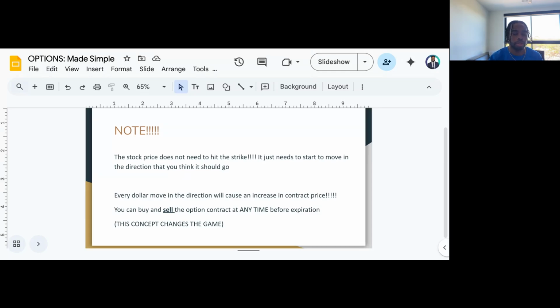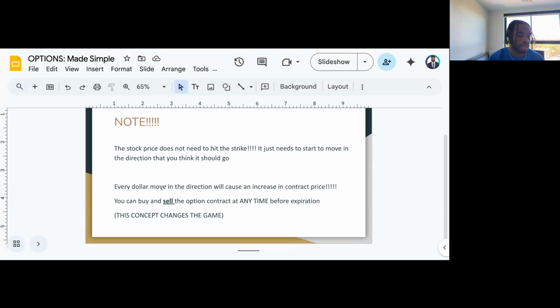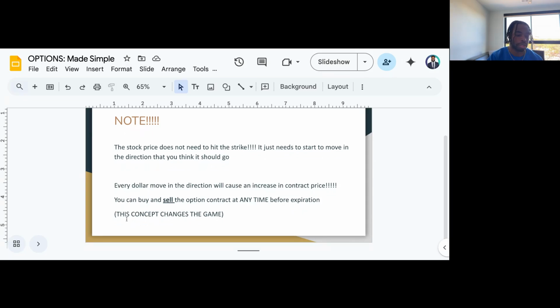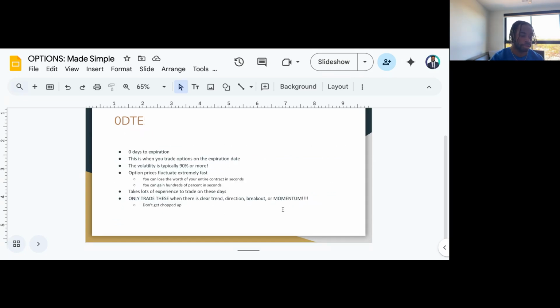And a lot of people don't know this, which I didn't realize either. You don't need to hit the strike price. The strike price is just the contract that you're picking. It's literally just a contract that you're picking, and then that contract is what you're trading. The contract is going to increase in price as long as the underlying moves in the direction of your strike. Okay, so every dollar move in the direction will cause an increase in your contract price. So you can buy and sell the option contract at any time before expiration. So this concept changes the game. Okay, you need to understand that.